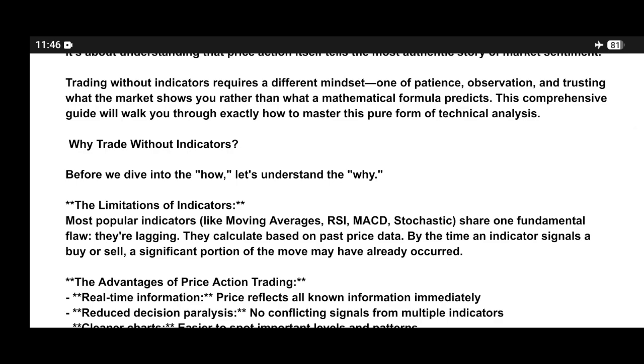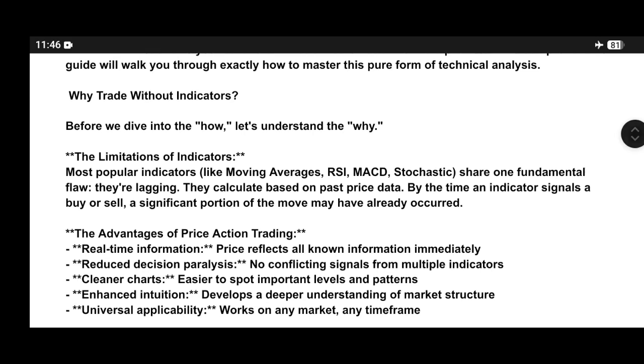Why trade without indicators? Before we dive into how, let's understand why we trade without indicators. It is very, very important. The limitation of indicators. Let's continue. The most popular indicators like moving averages, RSI, MACD, stochastic, and so many others share one fundamental flaw, which is they are lagging.